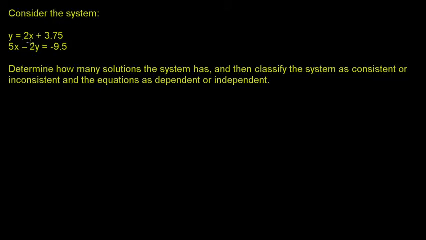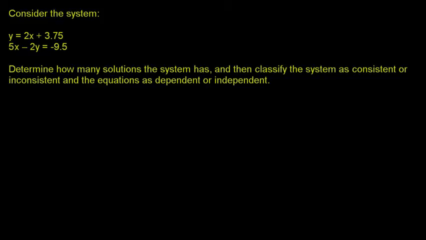Consider the system y is equal to 2x plus 3.75 and 5x minus 2y is equal to negative 9.5. Determine how many solutions the system has and then classify the system as consistent or inconsistent and the equations as dependent or independent. So let's just review a little bit what all of these words mean.